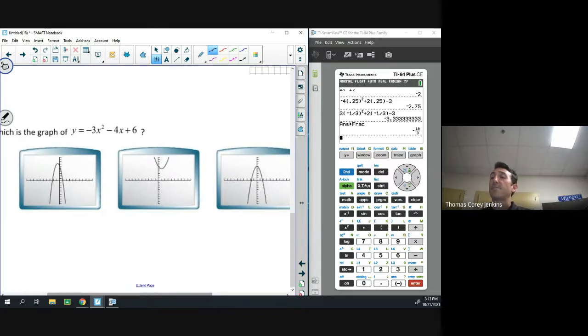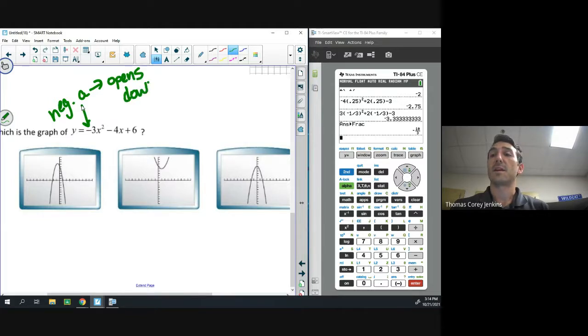We could easily type that into our graphing calculator and just see which one best matches. Instead, though, we're going to practice some algebraic shortcuts, or algebraic aspects of this. The easiest thing to look at right at the beginning is that a is negative. It doesn't matter that it's negative 3, a is negative. That tells me that our parabola is going to be one that opens down. So that tells me right off the bat that it wouldn't be the one in the middle.